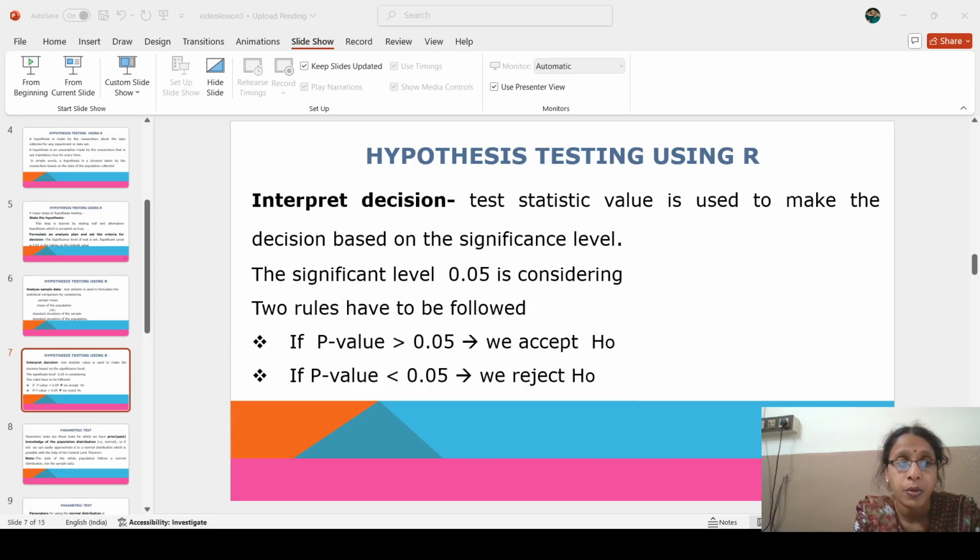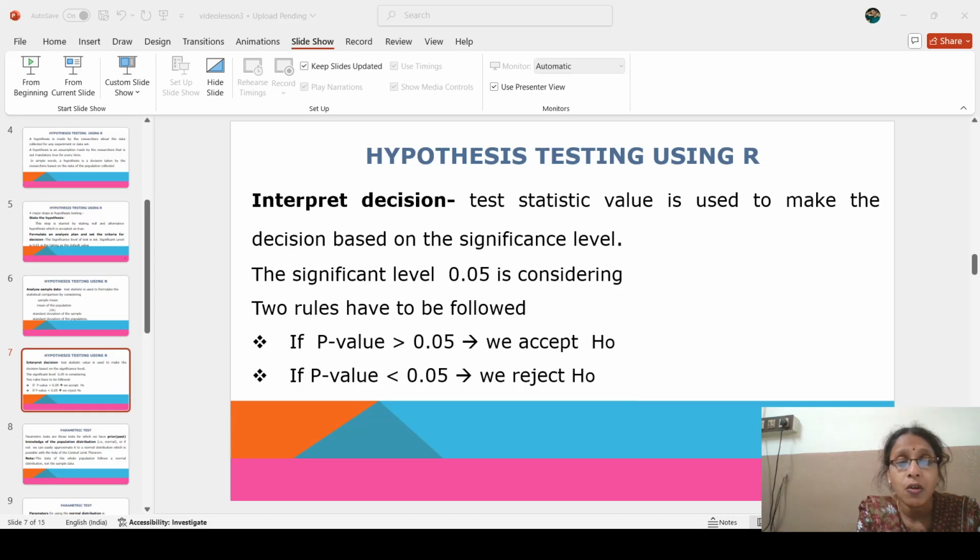First one, state the hypothesis. This step starts by stating two types of hypothesis: the null hypothesis and the alternative hypothesis. If the null hypothesis is accepted, it is true. If the alternative hypothesis is accepted, it is true. If the null hypothesis is not accepted, it is rejected. It is not true, it is rejected.